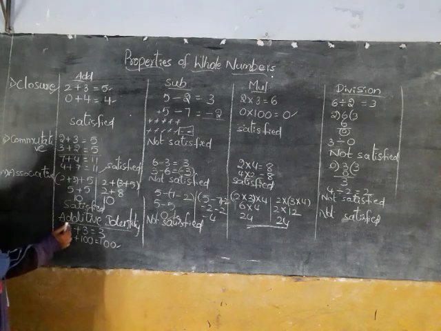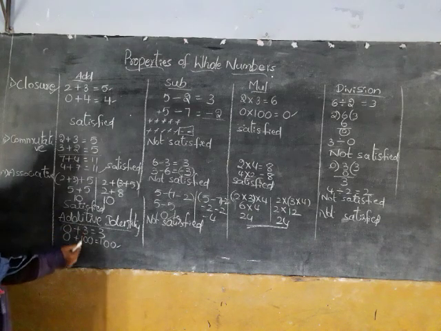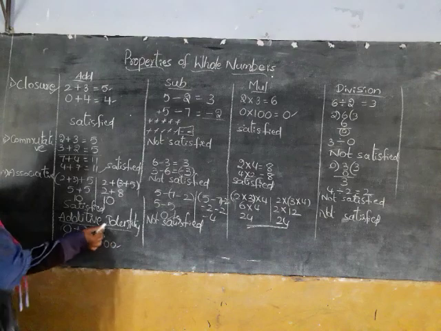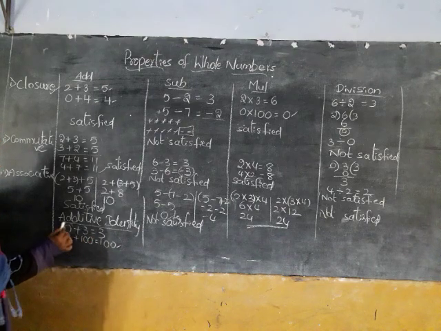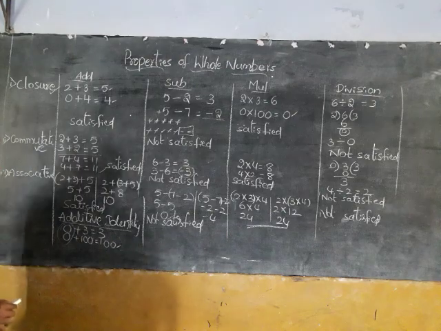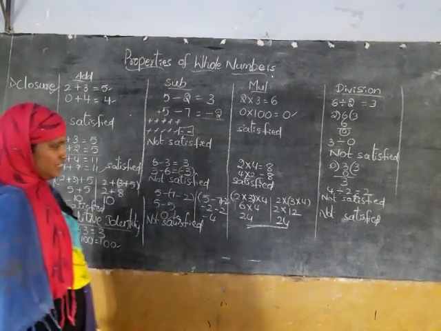From this we can say that if you add 0 to any number, you get the number which is in the set of whole numbers. From this we can say that 0 is the additive identity.